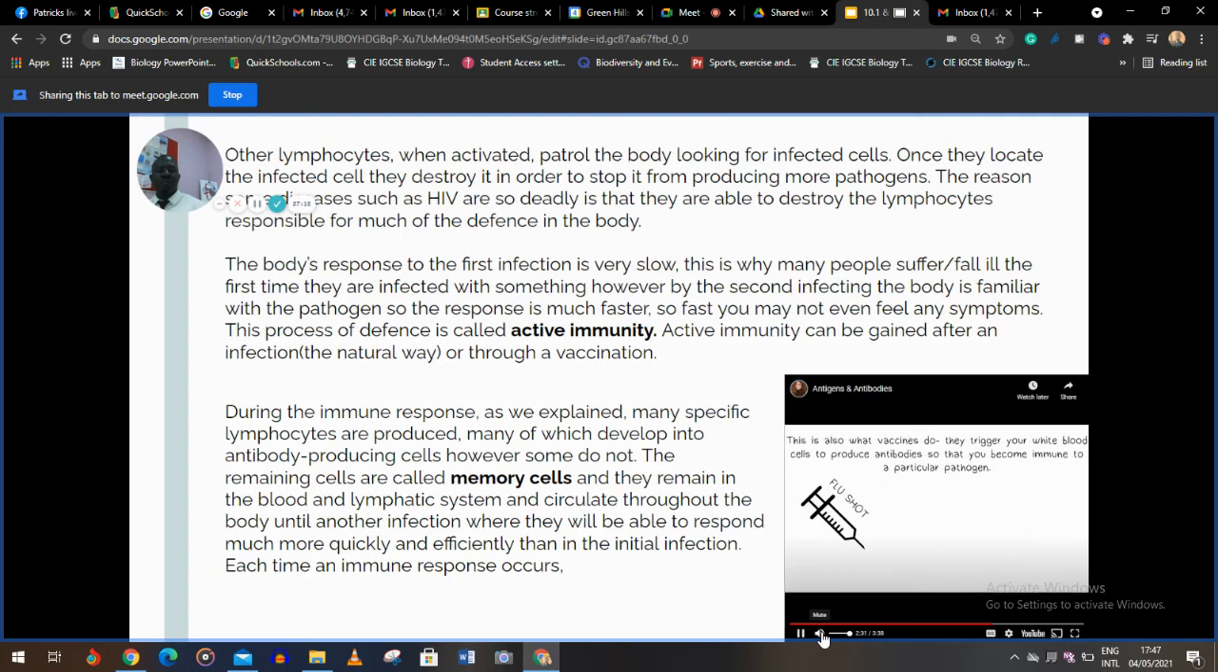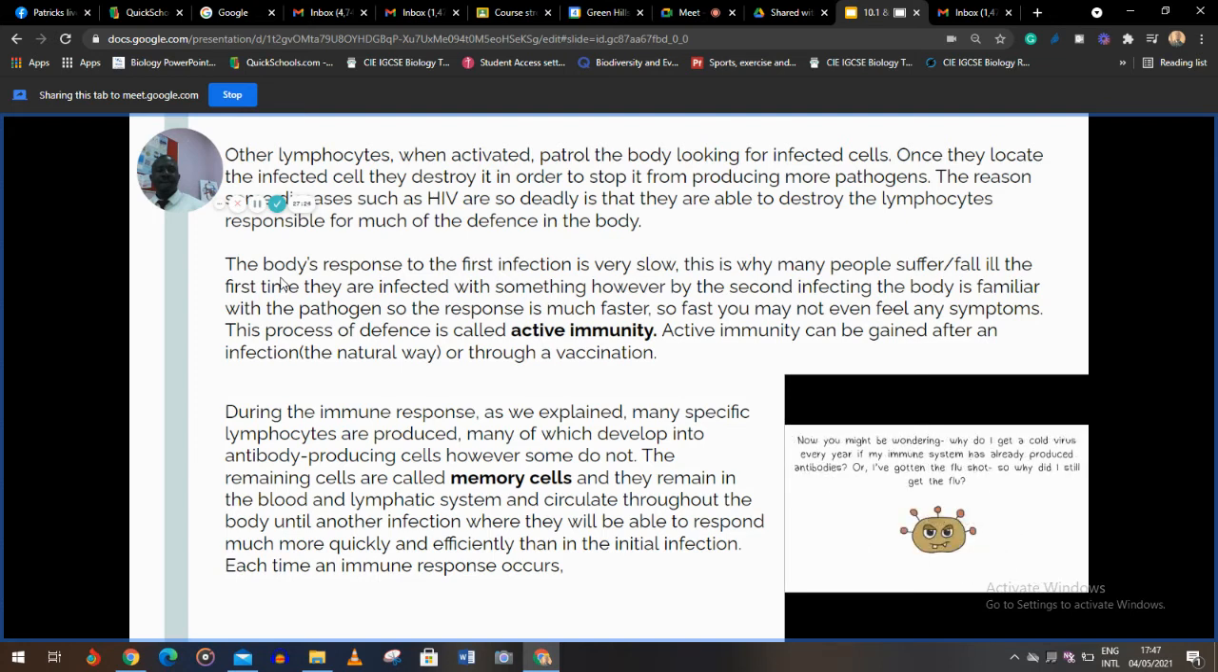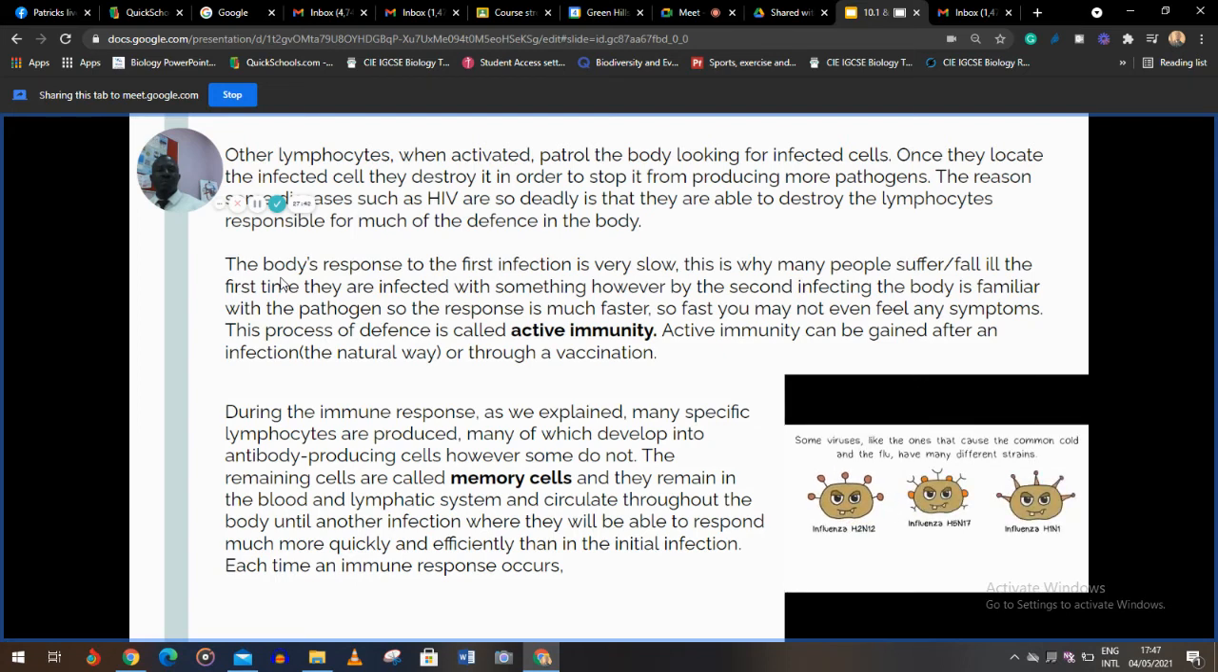This is also what vaccines do. They trigger your white blood cells to produce antibodies so that you become immune to a particular pathogen. Now you might be wondering, why do I get a cold virus every year if my immune system has already produced antibodies? Or I've gotten the flu shot, so why did I still get the flu? Well, some viruses, like the ones that cause the common cold and the flu, have many different strains.